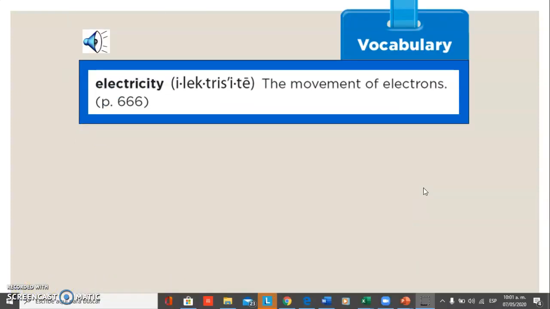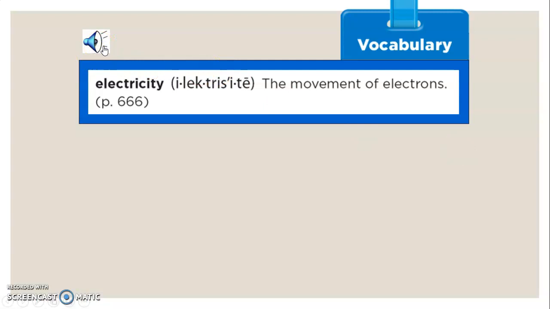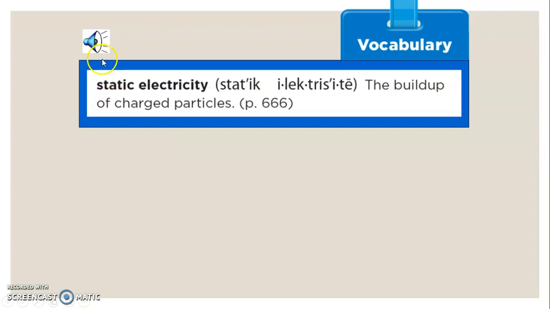Okay, now we're going to continue. Copy the glossary for this lesson. Check here in the audio so that you can read. Electricity. Repeat. The movement of electrons. Check the next one. Static electricity. The buildup of charged particles. The next.